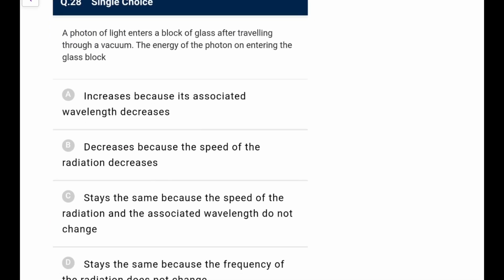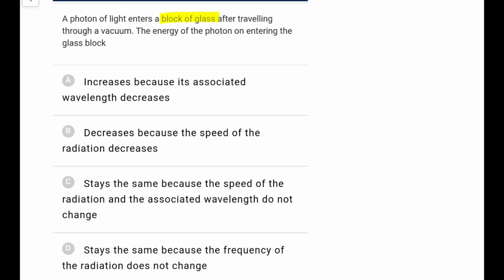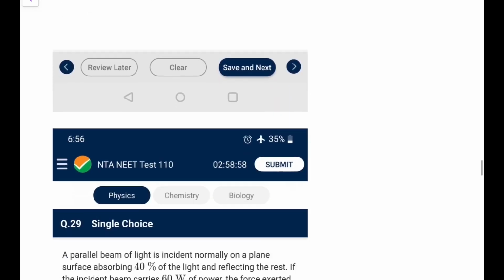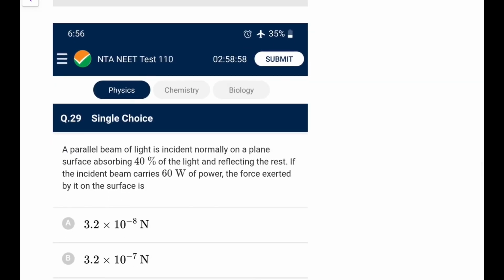Photon of light enters a block of glass after traveling through a vacuum. The energy of the photon on entering the glass block: speed will reduce, but the frequency remains the same. The energy will remain the same. So go for the option that it stays the same, because the frequency doesn't change. Okay. Wavelength will change. Remember, speed and wavelength change, frequency doesn't change, and energy depends on this frequency.